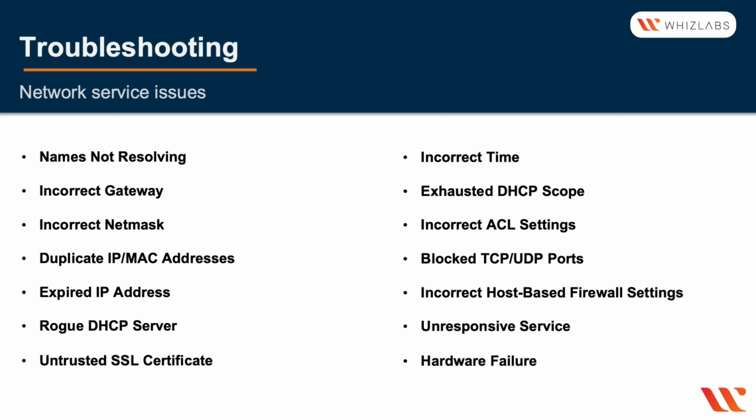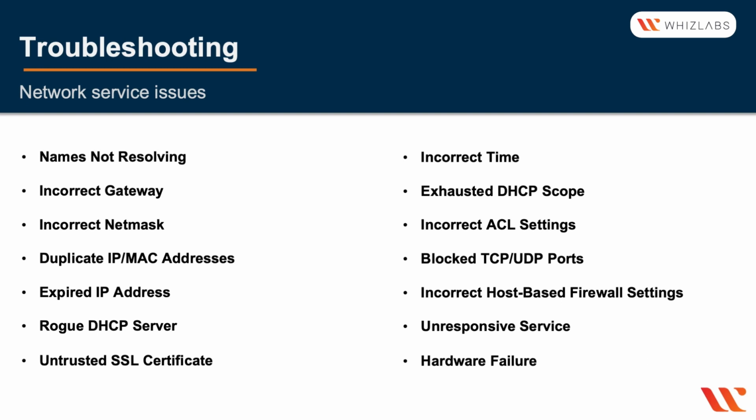Incorrect netmask, so this is the subnet mask that's not correct. This can also be the reason why you have a bad gateway, because you're on the wrong network if you have the wrong subnet. Duplicate IP addresses, so you shouldn't have duplicate IP addresses in the network. Expired IP address, this can be an issue with DHCP. In that case, you can run the renew command, or release and then renew.